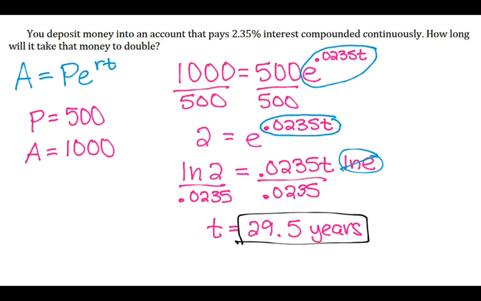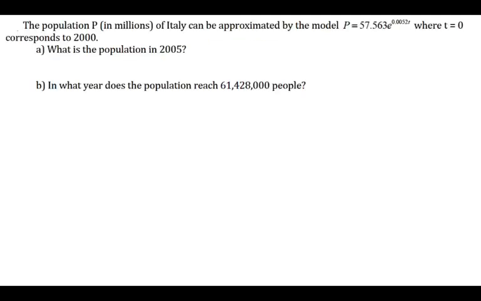All right, let's do some more. The population P, in millions, of Italy can be approximated by this model, where T equals 0 corresponds to 2000. What is the population in 2005?